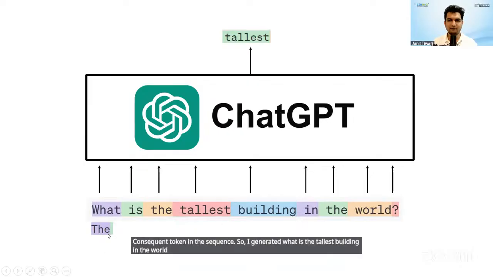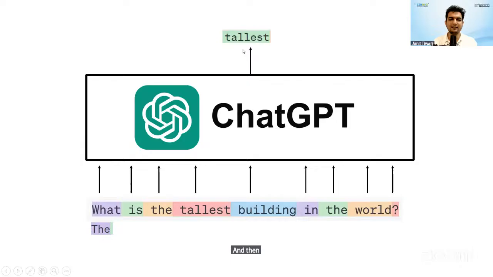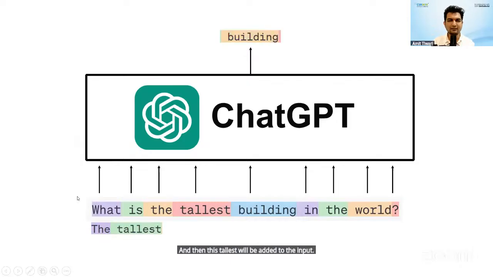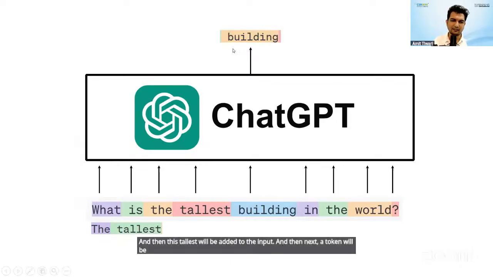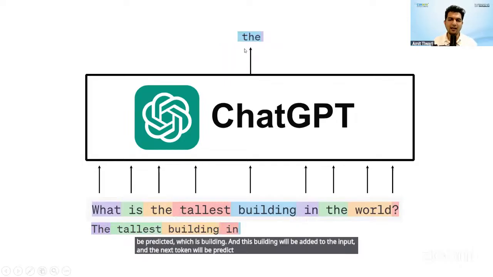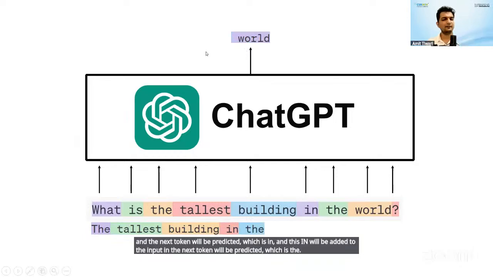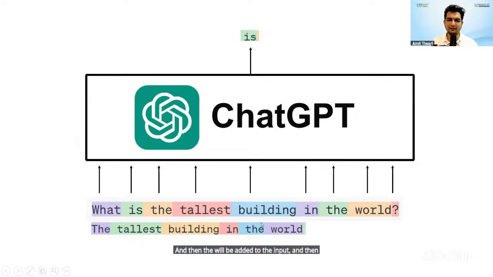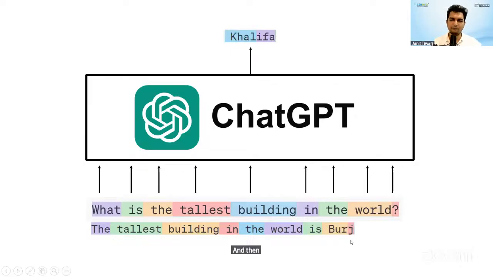So I input what is the tallest building in the world. It generated the first token, which is the, and after adding this to the input, it predicts the next token in the sentence, which is tallest. Then this tallest is added to the input, and the next token is predicted, which is building. Then in, then the, and then world, and then is, and then Bur first, and then J as an independent token, and Khal as a token, and then ifa as a token.